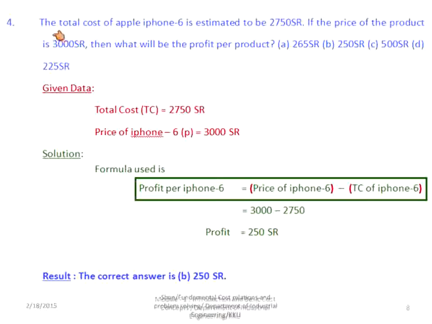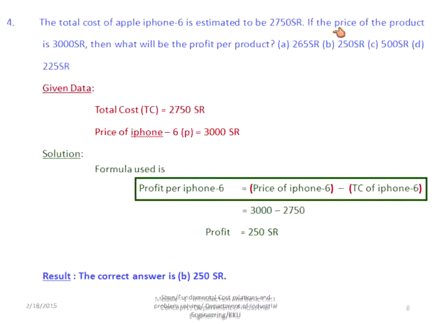Good. Please read this problem so all students will understand what this is. It says the total cost of an Apple iPhone 6. This is a product. I'm just giving you a name, iPhone 6 or Samsung, whatever it is. So the total cost of Apple iPhone 6 is estimated to be 2,750 Saudi Riyal. So this is directly given. Total cost is given to you. I have written here the given data. Total cost TC is 2,750 Saudi Riyal.